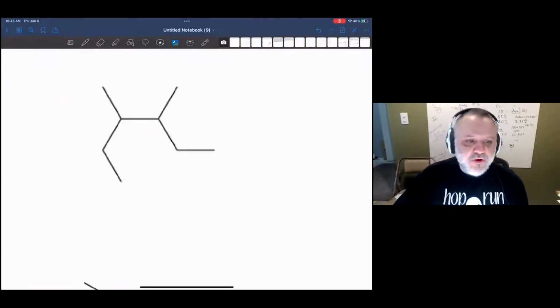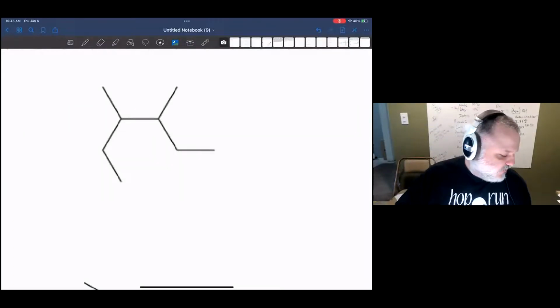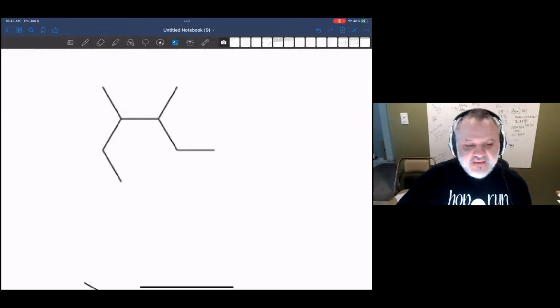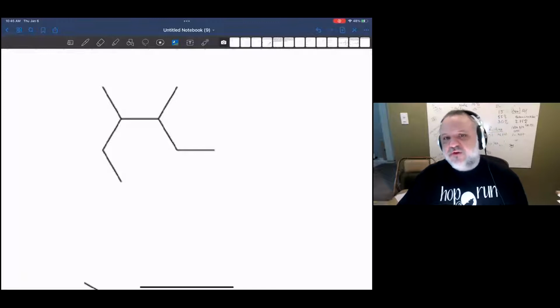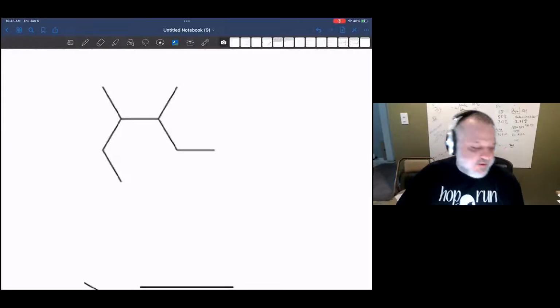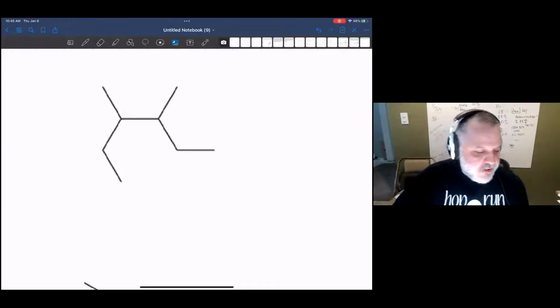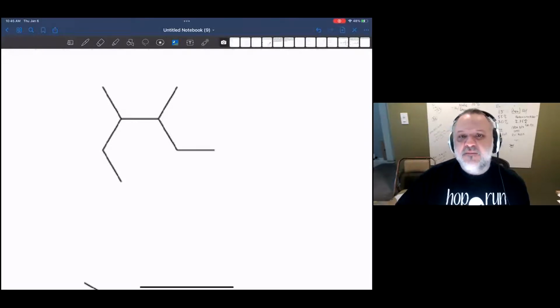Okay, for this problem, we're going to do some naming. We're going to take a look at some alkanes. These are all going to be straight chain alkanes, and we're going to go from structures to names. This is quite a bit more challenging than going from names to structures. And so with these, we have to apply all the rules. In other words, we have to use the rules to come up with the name rather than using the name to come up with a structure.